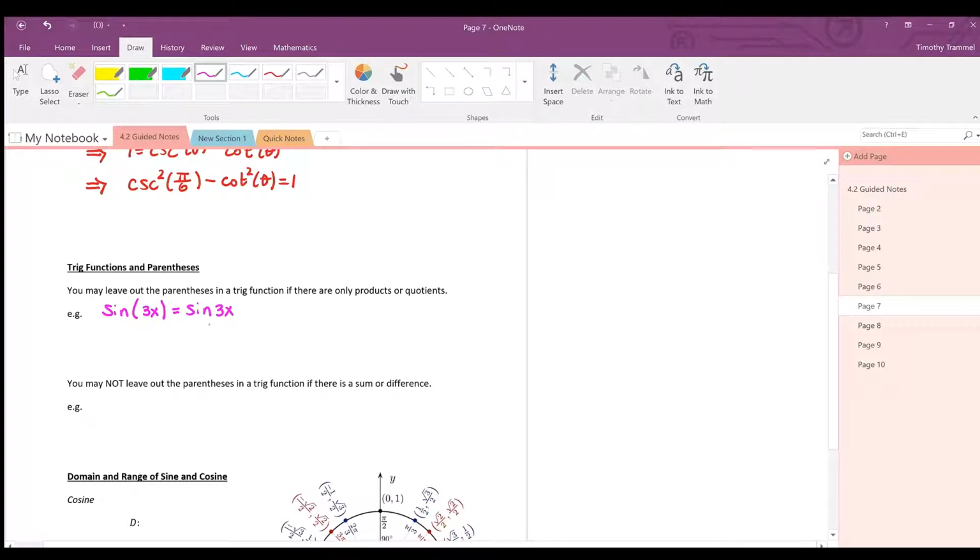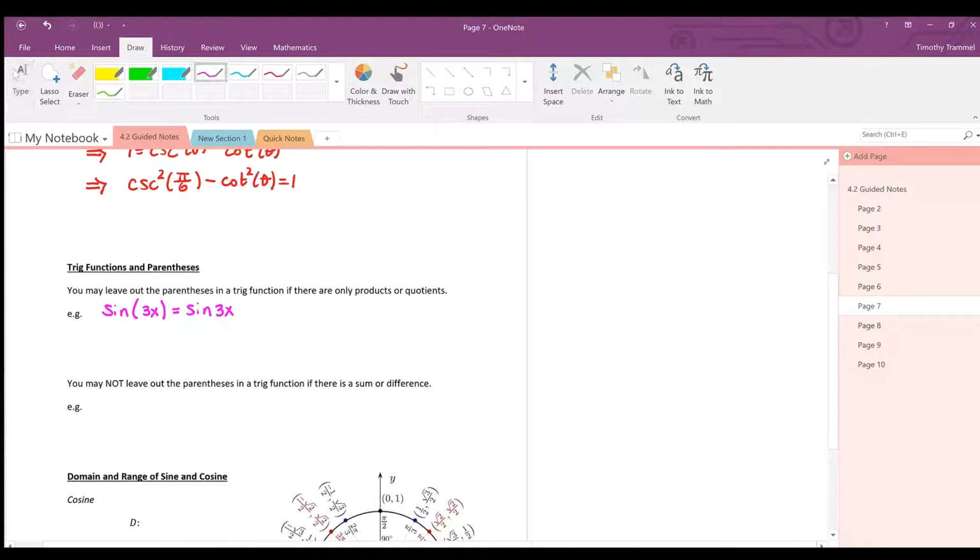The only downside to not writing in the parentheses is that it's really easy for students to forget that sine, cosine, tangent are all functions. I suppose students don't forget that they're functions, but they forget that 3x is the input, that 3x is being plugged into the function. So it's not a bad idea to get used to just writing those parentheses in there. I do from time to time get lazy and don't write them in.